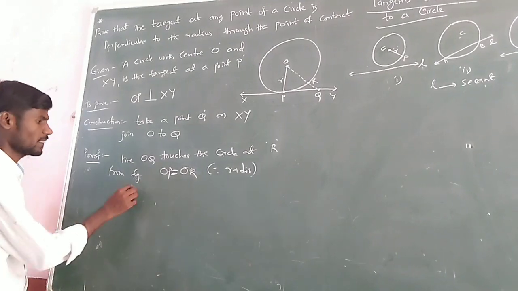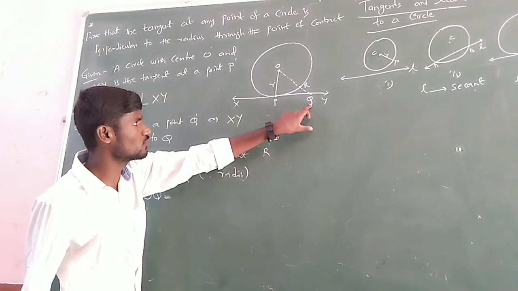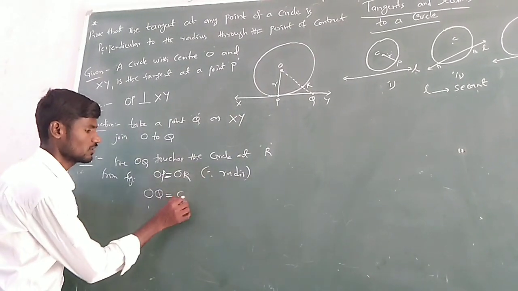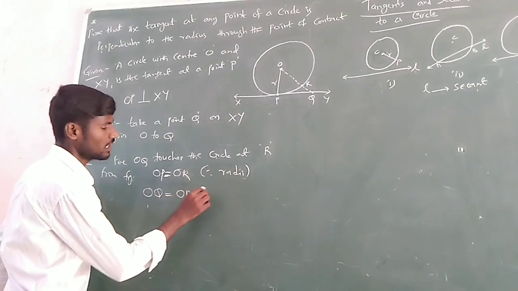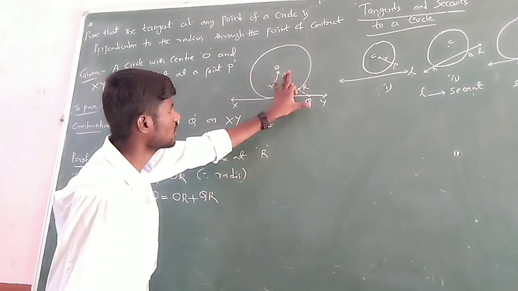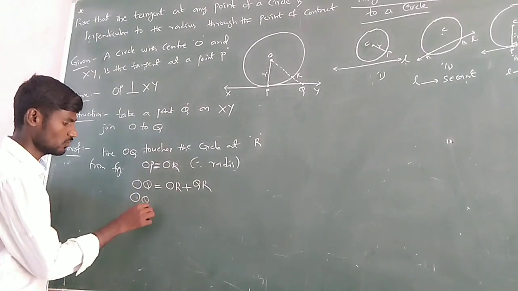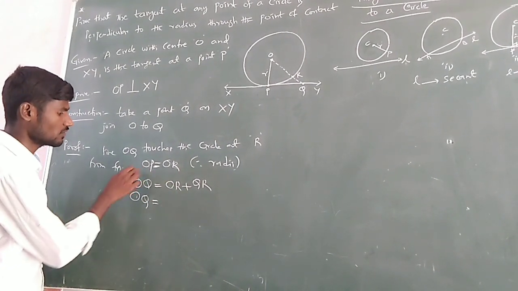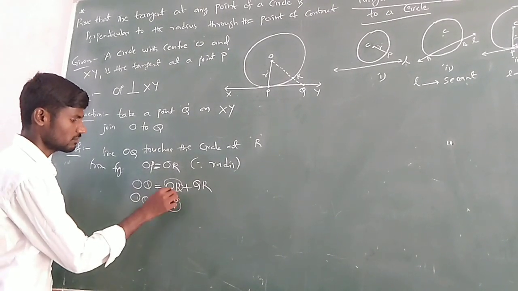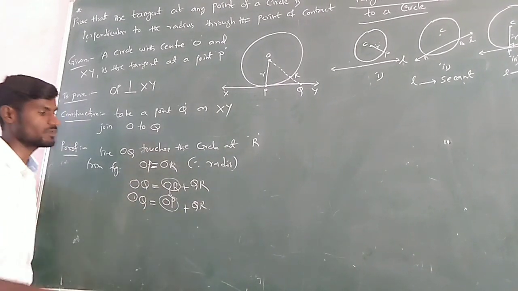But from the figure we can observe that OQ is what? The combination of OR and RQ. So OQ is equal to OR plus QR. Now OR is also equal to OP, so in place of OR, if I substitute OP, we get OQ equal to OP plus QR.